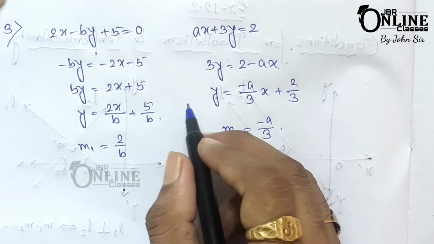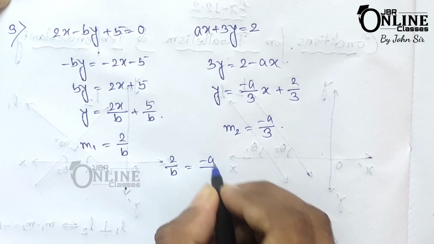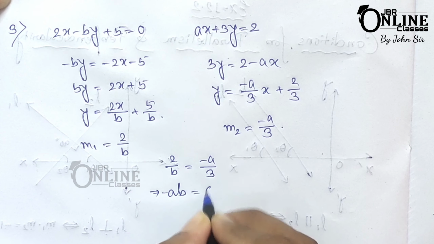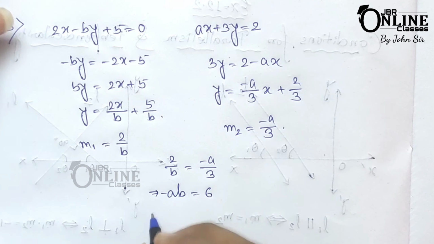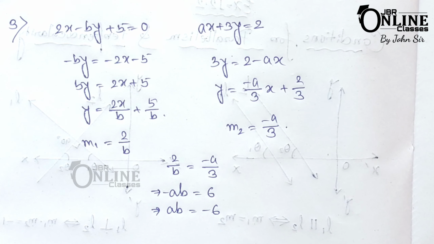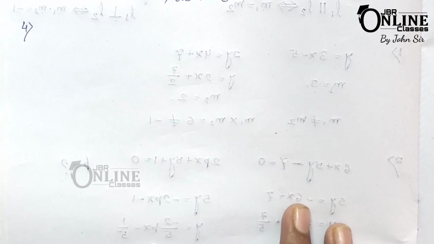Now as these two are parallel lines, that means m1 equal to m2. So 2 by b equal to minus a by 3. So multiply, so minus ab equal to 6. So as minus ab equal to 6, then ab equal to minus 6. So that is the relation between a and b. The next problem, problem number 4.